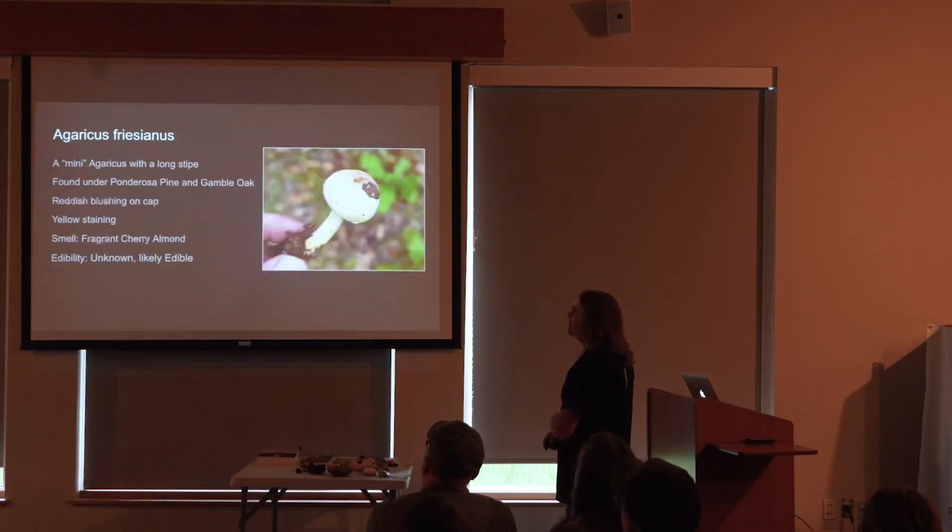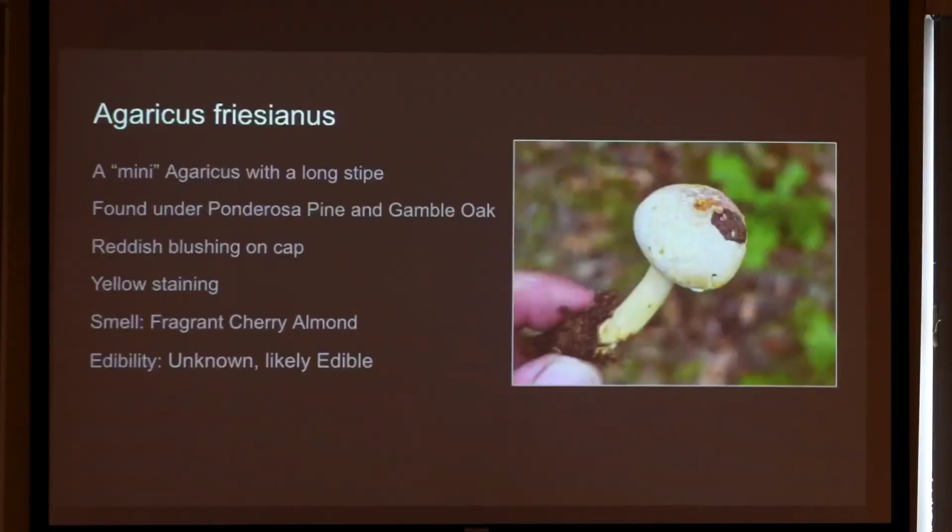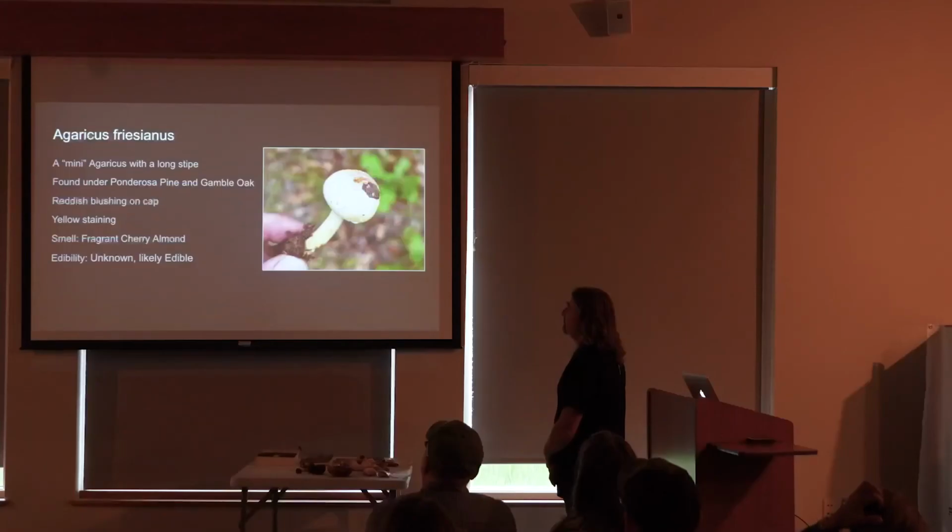This is another one that I think is really cool. It's not in any books except for the Agaricus book, which has one little section of a few pictures in it. This grows down low in the ponderosa and Gambel oak. It's very, very fragrant when you smell it, and it has this little red blushing on it. I could never nail it down, and now we figured it out. So now when I find that, I know exactly what it is.